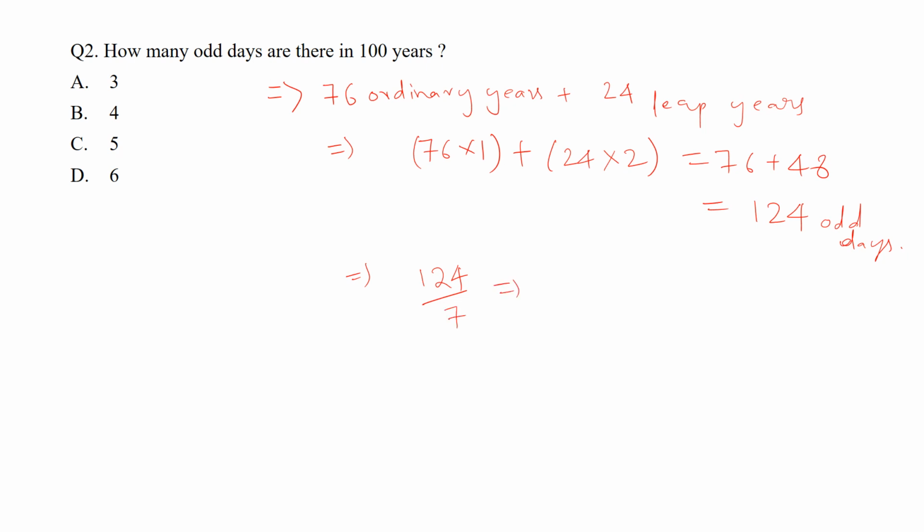So you will get quotient as 17 and remainder as 5. So it means in a period of 100 years we have 5 odd days. So the answer is option C, 5.